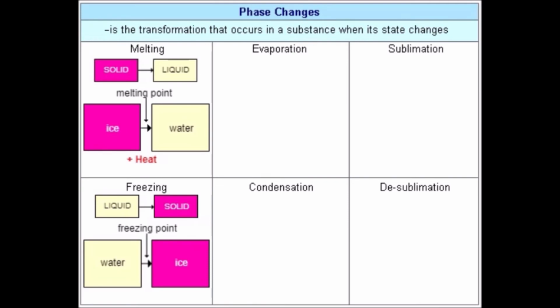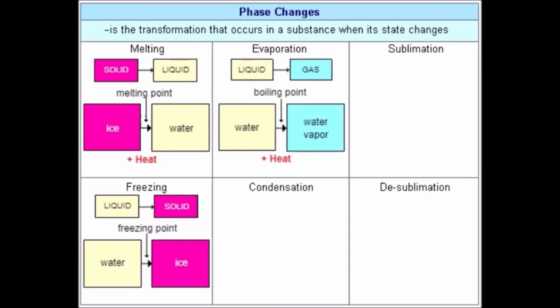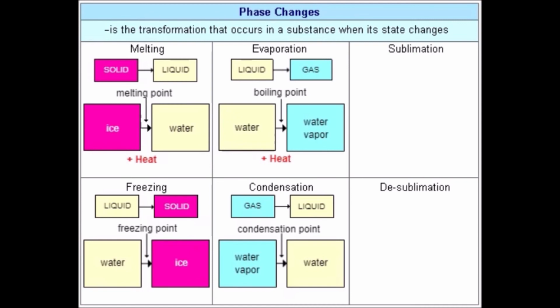Evaporation. This is the change of state from liquid to gas. When water boils at a temperature called the boiling point, part of it changes to a gas called water vapor. Condensation. This is the change of state from gas to liquid. The water vapors change back into water when the temperature decreases below the condensation point.